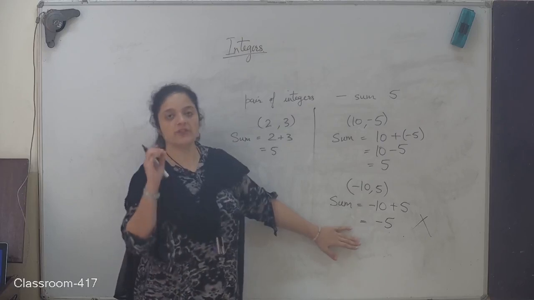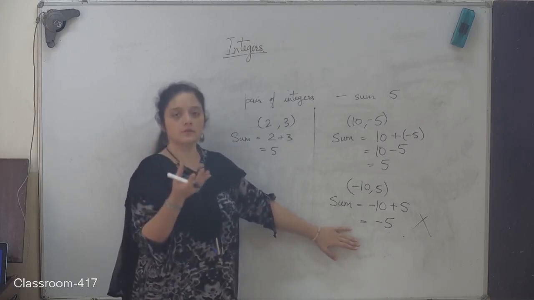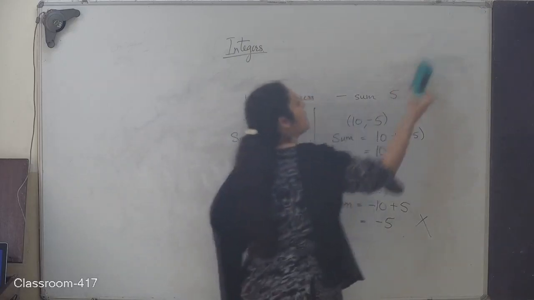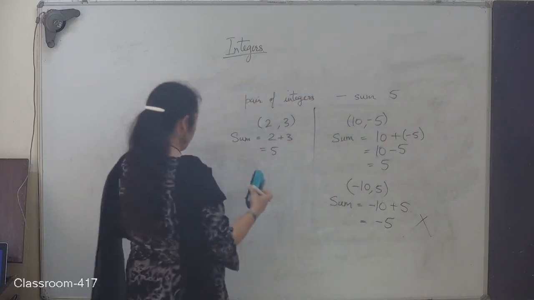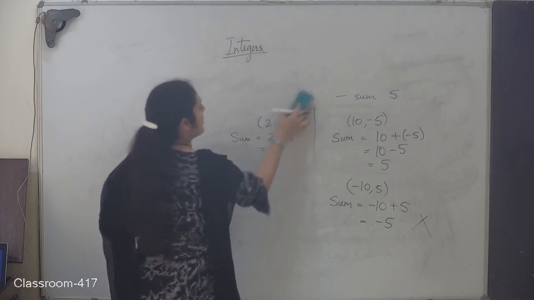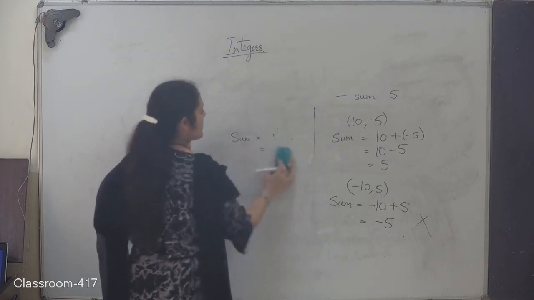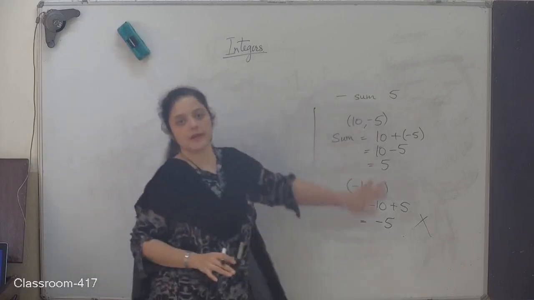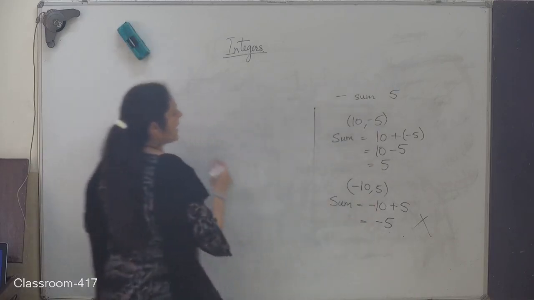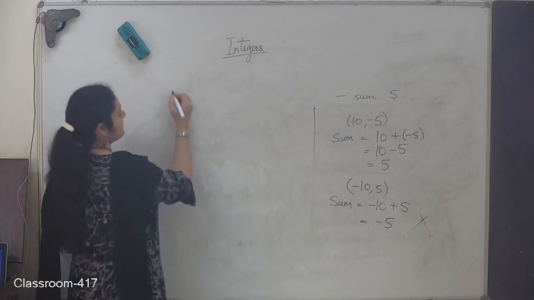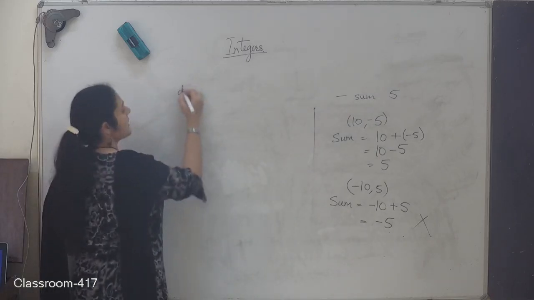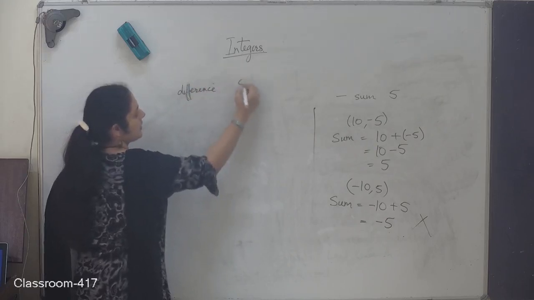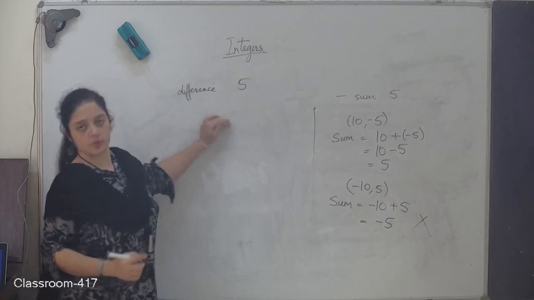So you have to be very, very careful while choosing your integers, because you have to give a particular answer which is asked. Your answer that you need is 5 only, not minus 5. Similarly, if I had asked, and this is very, very important, supposing I say I want the difference to be 5.